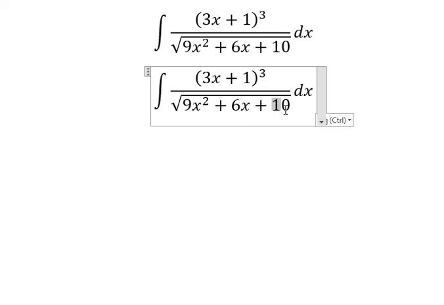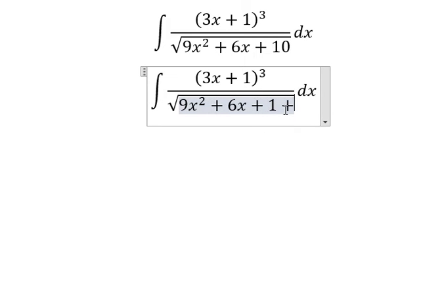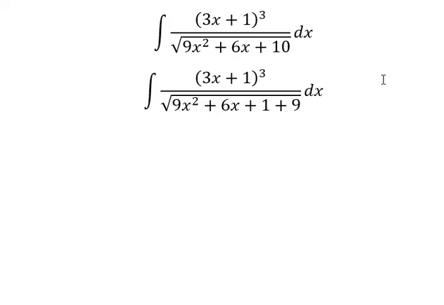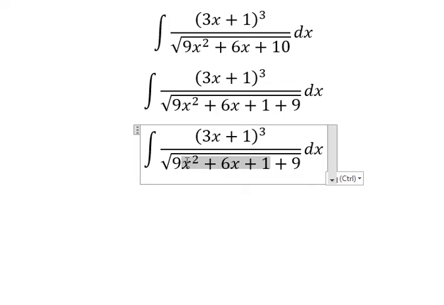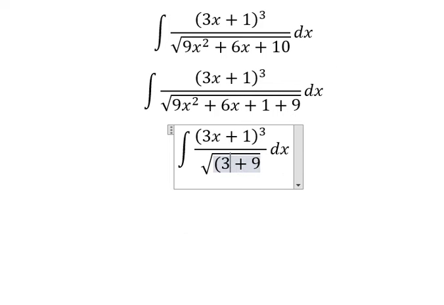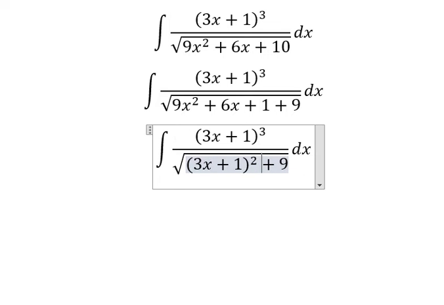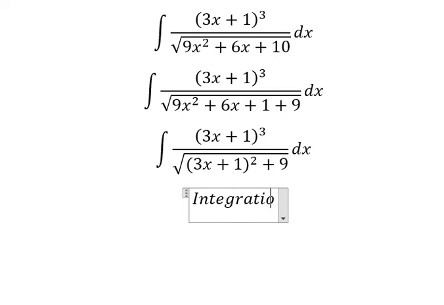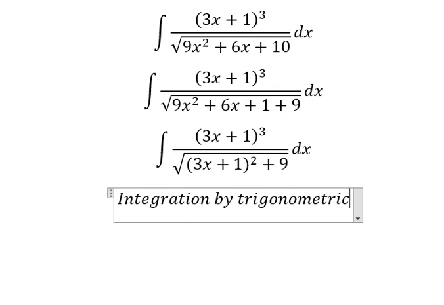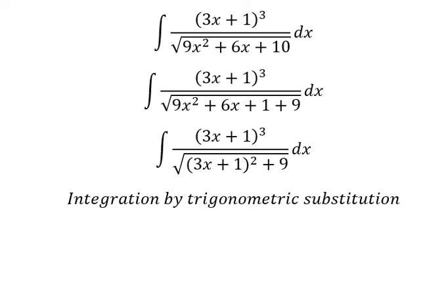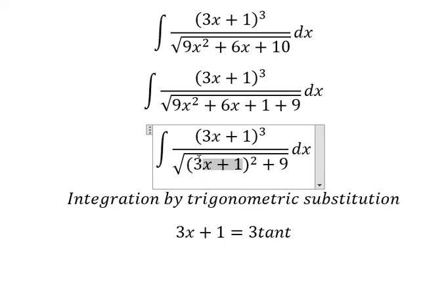Number 10, we change by 1 plus 9. This one, that is about identity. So we put (3x plus 1) to the power of 2. Next, we can use integration by trigonometric substitution. So I will put 3x plus 1 equal to 3 tan t. Because if I put this one going here, we have 9 tan t squared.